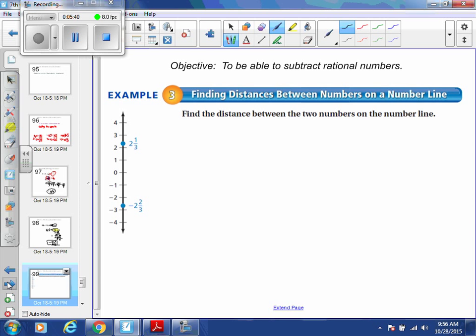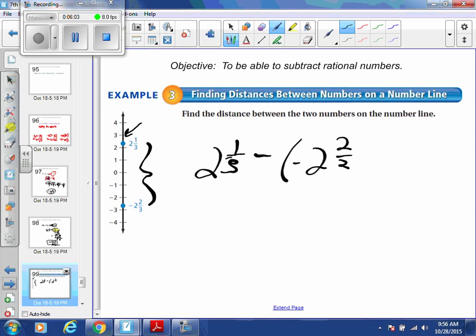Okay, so to find the distance between these two numbers, there are multiple ways you could do that. I would say take the first number, 2 1/3, minus, all right, finding distance, or finding the range, you subtract. Take the bigger minus the smaller. So we're going to take 2 1/3, sorry, that doesn't really look like a 3, minus negative 2 2/3. All right, and again, we know subtraction is the same as adding. So we're going to do 2 1/3 plus the opposite of what comes next, which would be 2 2/3.